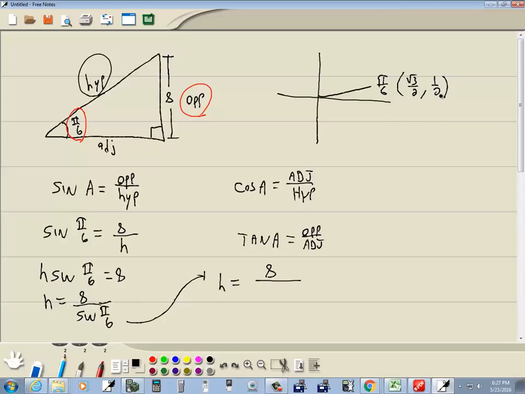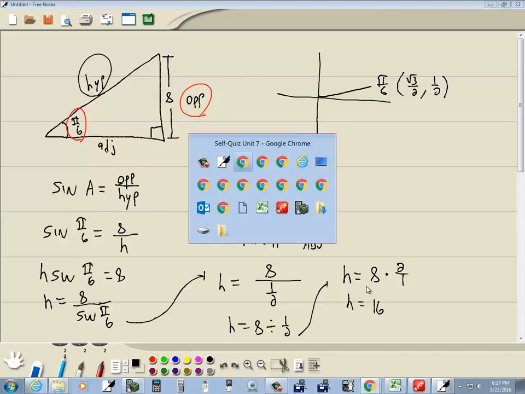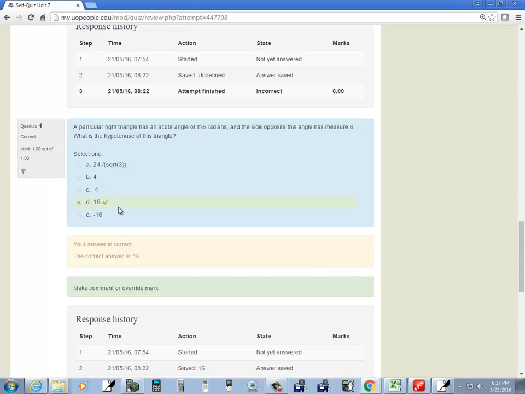Sine is your y. So that'd be y is 1/2. So you got 8 divided by 1/2. Rewrite that as multiplication. Remember, you flip your second fraction, take a reciprocal of it, and that gives us H is equal to 16. And that's how they get the correct answer there. And I believe those are the 3 questions you had on the self-quiz.